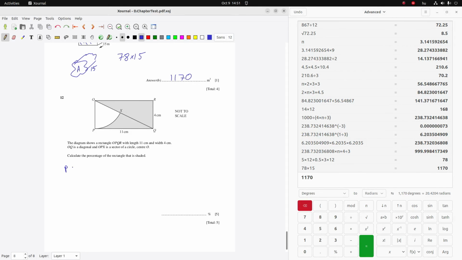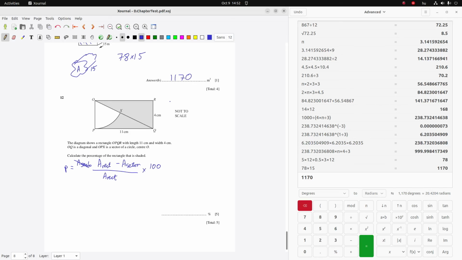If you don't know how to get this area, you might still get a point just by saying P for percentage equals area rectangle minus area sector, divided by area rectangle, multiplied by 100. That's the percentage of this gray area. It's the whole area minus this, that leaves the gray area, divided by the whole area, and then multiplied by 100.